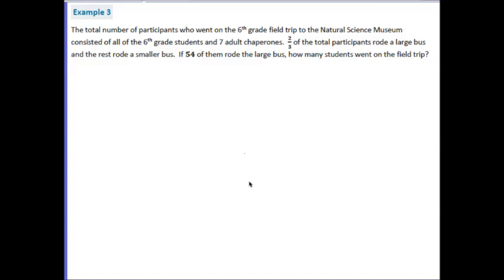Example 3 says the total number of participants who went on the 6th grade field trip to the Natural Science Museum consisted of all the 6th grade students and 7 adult chaperones. 2/3 of the total participants rode a large bus and the rest rode a smaller bus. If 54 of them rode the large bus, how many students went on the field trip? So if we want to know how many students went on the field trip, that's what we want to let our variable be equivalent to. So we're going to say let x equal the number of students.